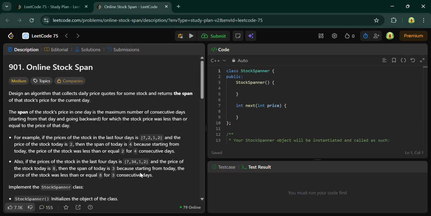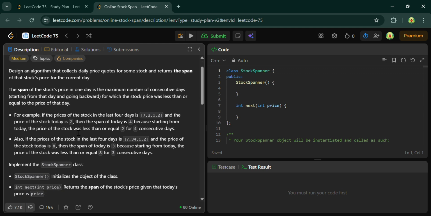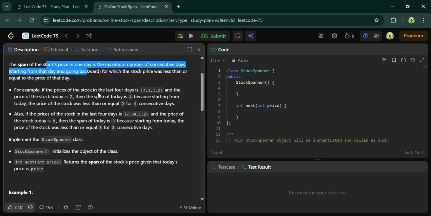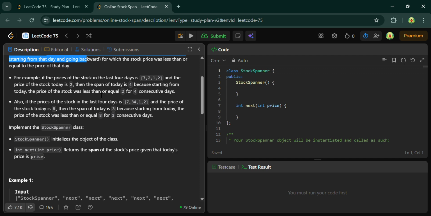so in this question, you have to design an algorithm that collects the daily price quotes for some stock and returns the span of the stock's price for the current day. The span of a stock's price in one day is the maximum number of consecutive days, okay, for which the stock price was less than or equal to the price of that day, okay.